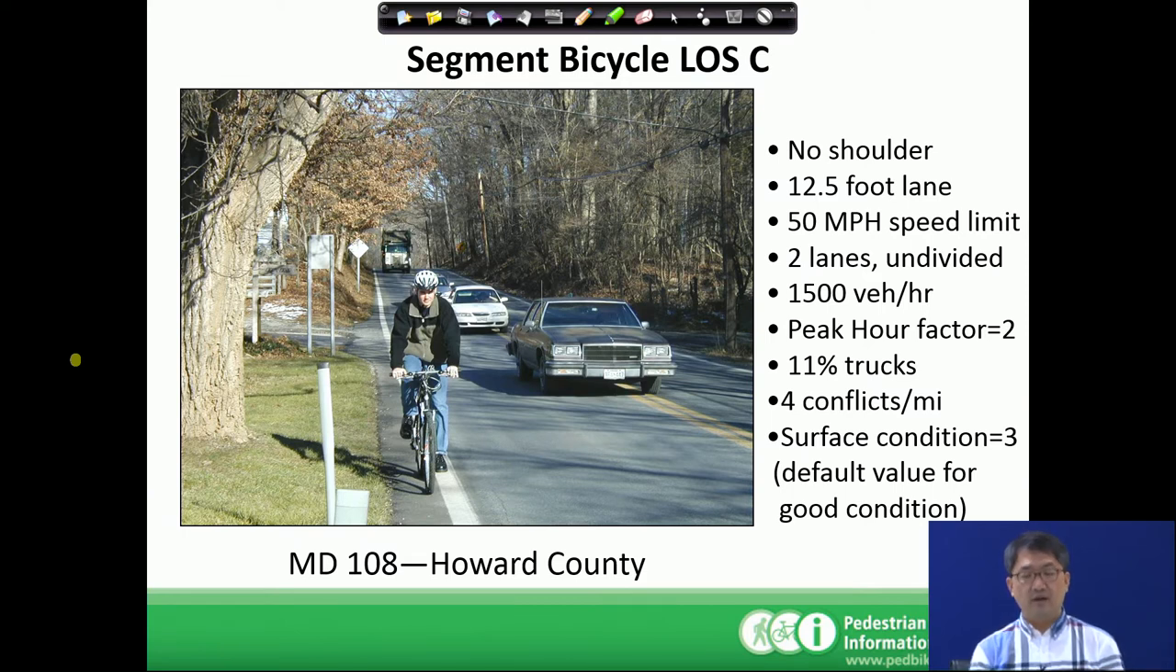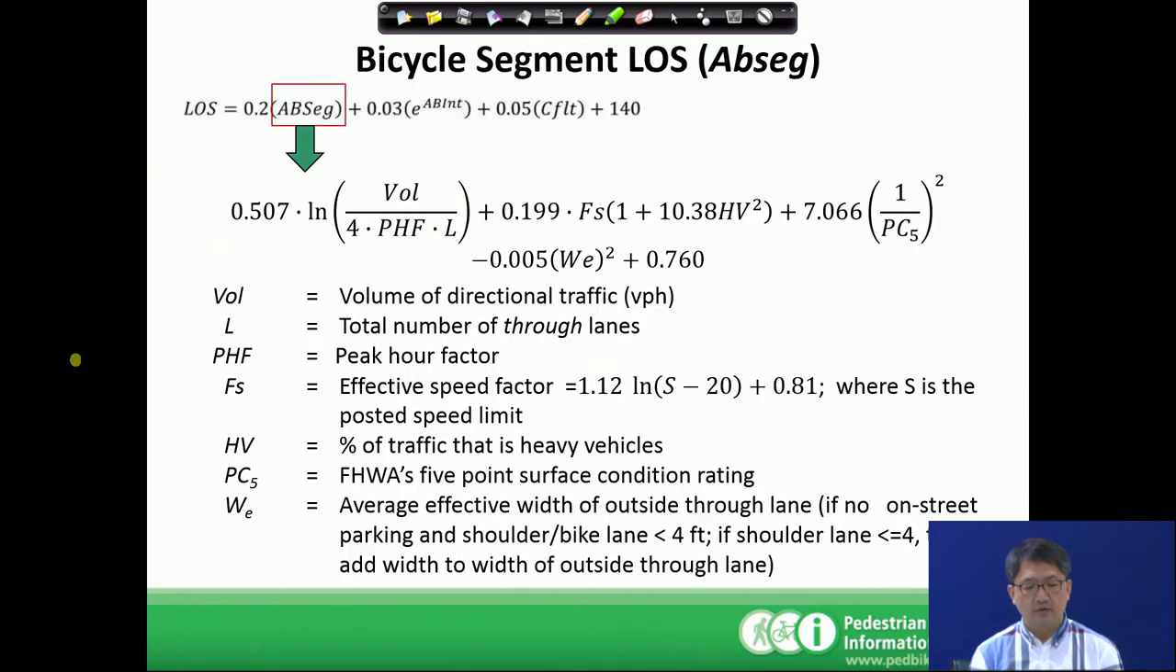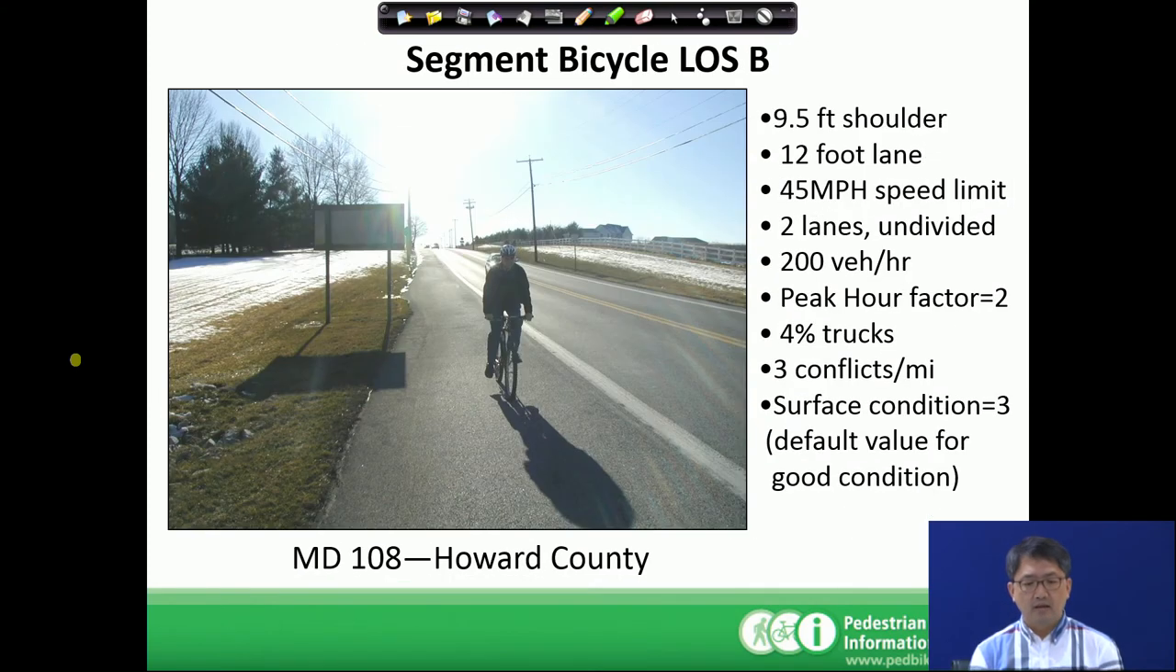So if you have very heavy flow, then cars cannot actually try to weave through the bicyclist. So that's probably another factor. So you can calculate these based on these equations and then actually obtain the value as well. So another example, wide shoulder, and then regular 12-foot lane, and then not that high speed of 45, and again, two lane undivided, low percentage of trucks, and small number of conflicts and reasonable surface conditions. So this will put level of service B. I mean, especially this 200 vehicles per hour is really helpful for measuring the performance of the bicycles.